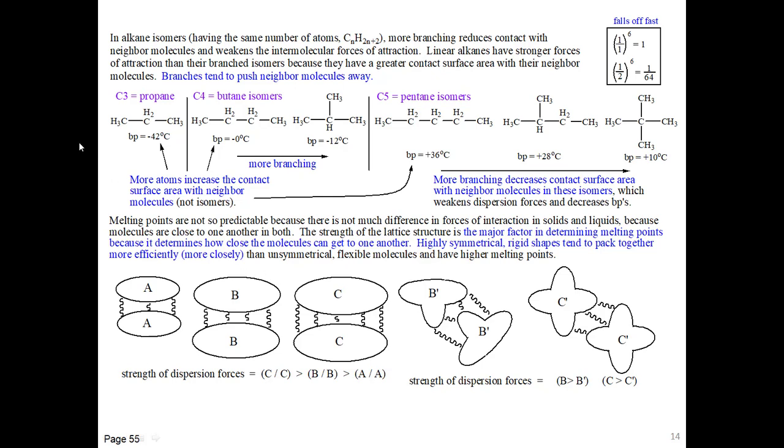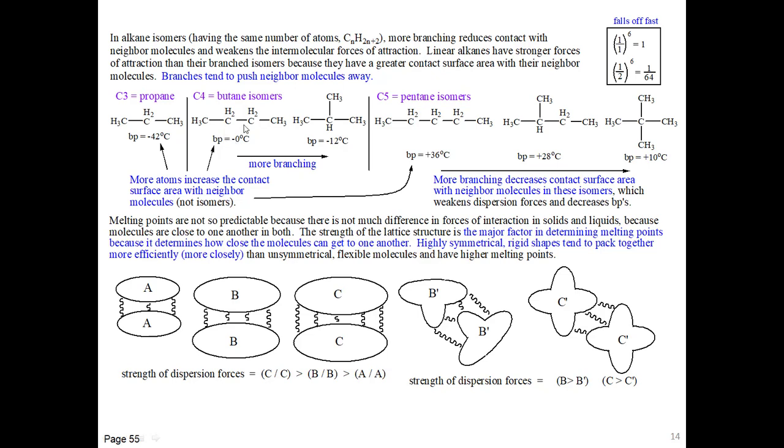Okay, so our last little example for this particular part of topic 2 is to look at chains that have branches. Now, if I look at something like C3, there's only one way I can arrange C3, propane, and it has a pretty low boiling point, minus 42. If I put on another carbon and make it a 4-carbon chain, we know that it's going to go up because we have greater dispersion forces. So it went from minus 42 to 0. Okay, so it did go up just like we expect.